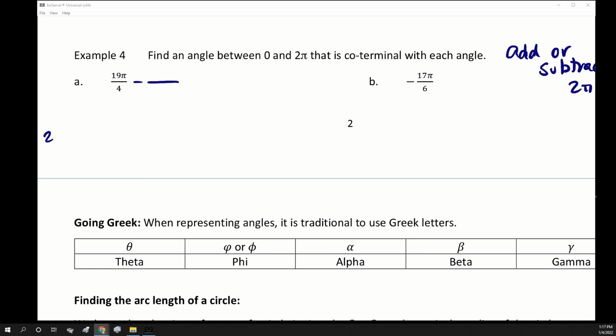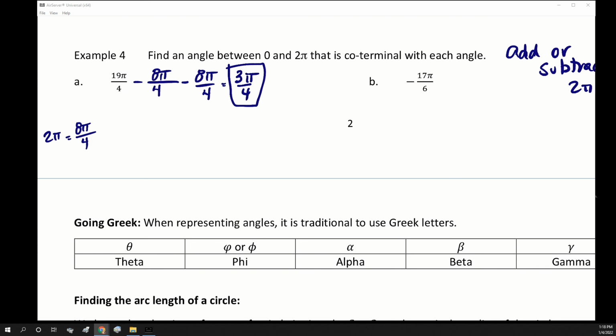But we want 2 pi to be some sort of fourth. All right. And so 2 pi is the same as 8 fourths, because when we do 8 pi divided by 4, it's 2 pi. So we're going to subtract 8 pi over 4. All right, so I subtract that one time, and I get 11 pi over 4. So that's still too big. So I'll subtract it again. So 11 minus 8 is 3, so that's 3 pi over 4. That's what we're looking for.